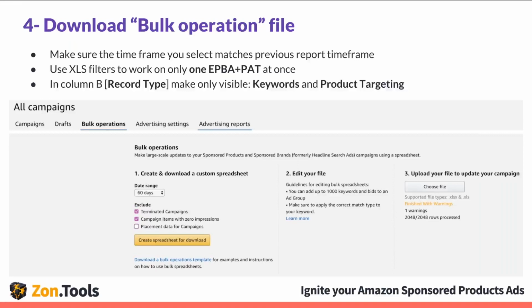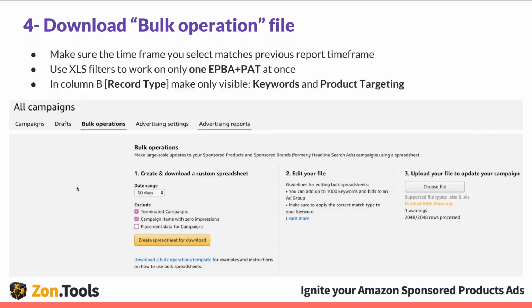Okay, once this is done, once we've cleaned up our search terms a little bit, now we want to act on our bids. So I'm going to download a bulk operation file. Make sure that when you download the bulk operation file, you select the same time frame you used for the search term report. Whether it is 60 or 30 days, make sure that you match the two time frames. As we did before, we're going to work on one set of campaigns at a time, and that's why the naming is so important, because the naming will allow you to do this very easily.